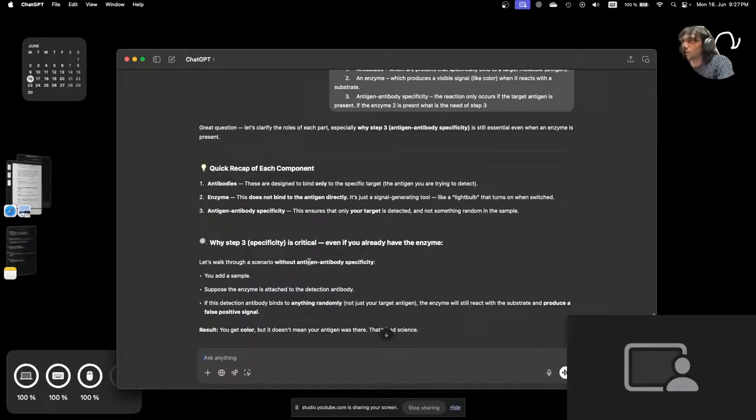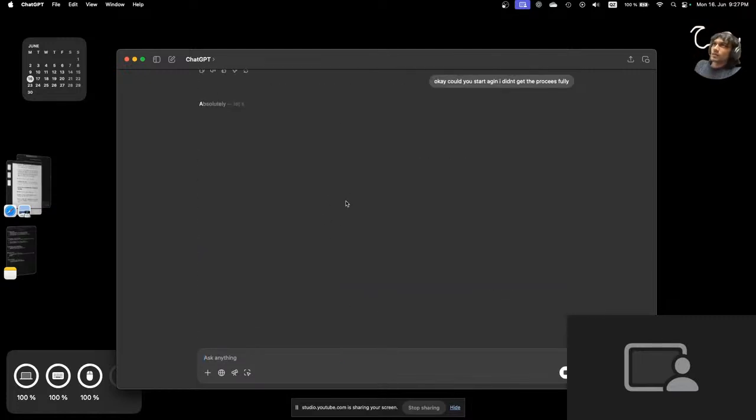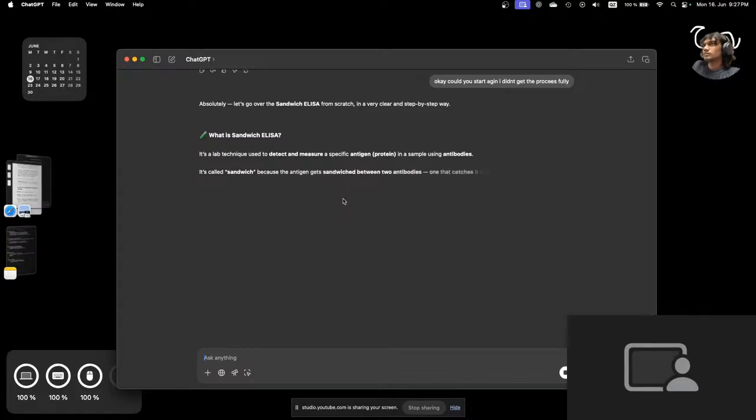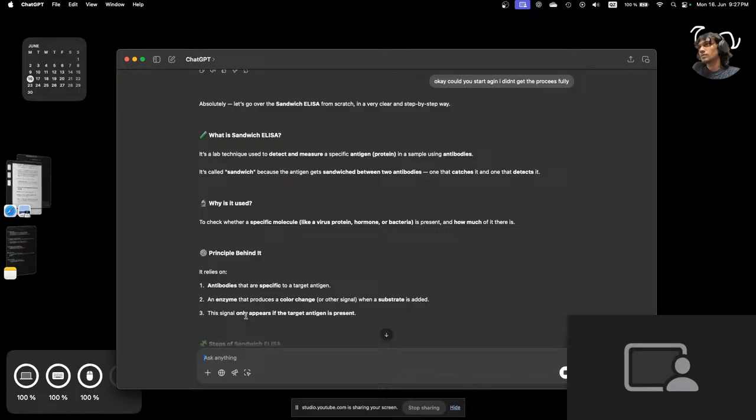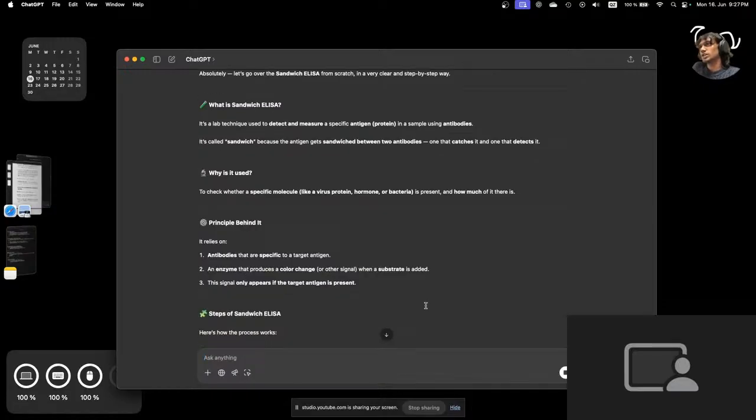If the detection antibody binds to anything randomly, the enzymes will still react with the substrate and produce a false signal. The signal only appears if the target antigen is present.